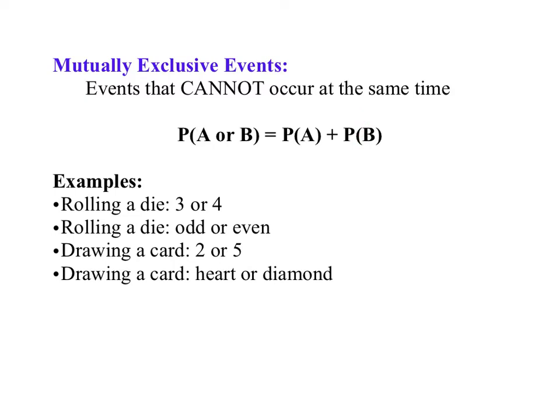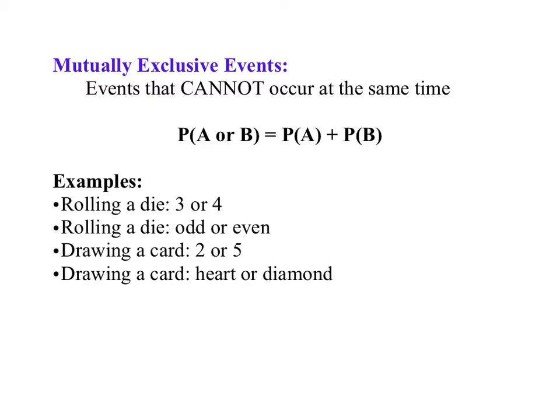So examples of mutually exclusive events that cannot happen at the same time would be like rolling a die, getting a 3 or a 4 on the face of a die. That cannot happen on one roll. Or getting an odd or even value on a die, because those are opposites. They cannot occur on a roll at the same time.